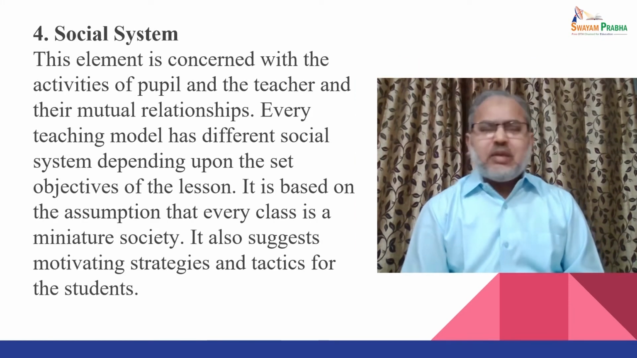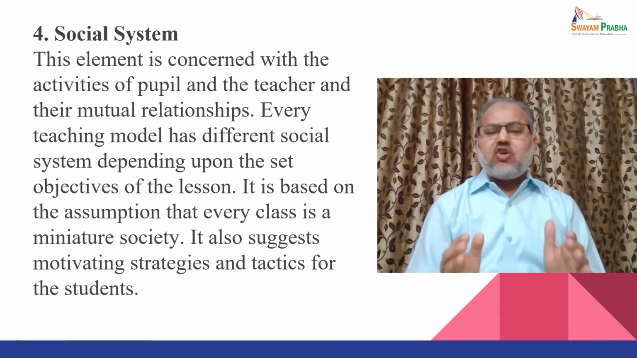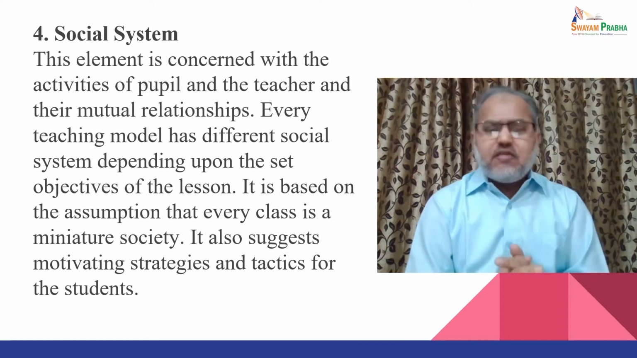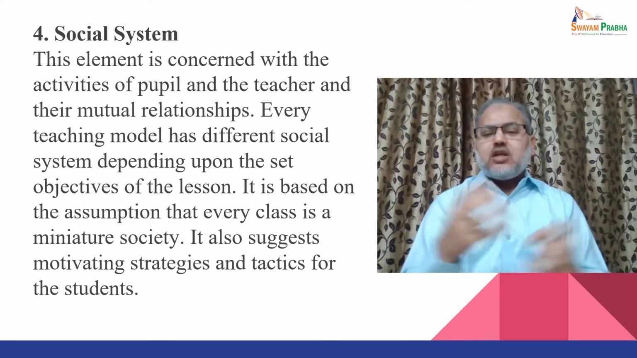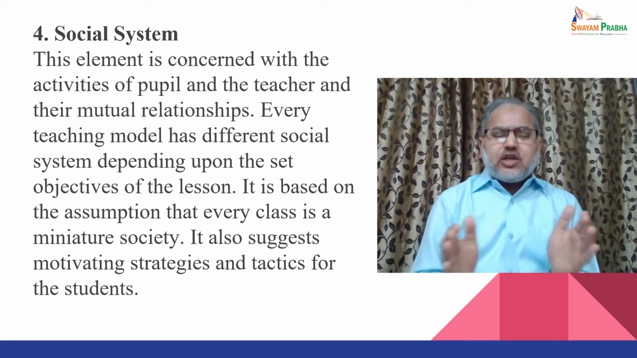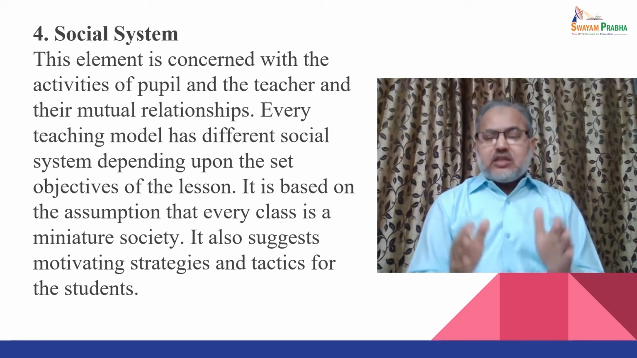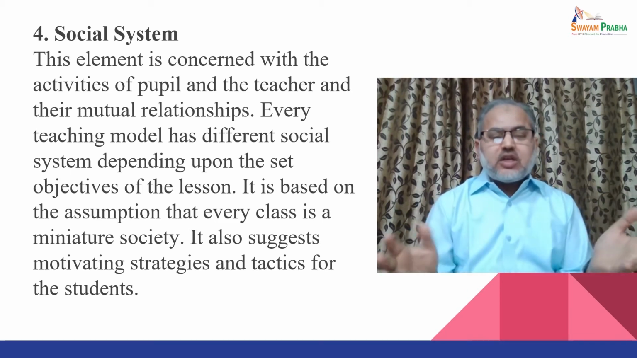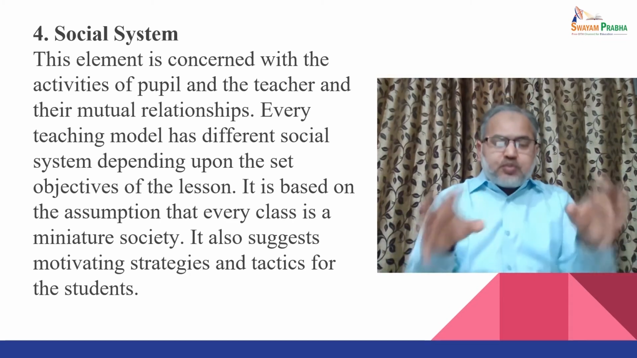The fourth important element is the social system. This element of the model is concerned with the activities of people and the teacher and their mutual relationship in the classroom. Every teaching model has a different social system depending upon the set objectives of the classroom teaching learning process. Depending upon the need, the teacher may play a dominant role or be democratic in style. In some models, the activity may be centered around the pupils, and in some other models, the activity is equally distributed in the entire classroom and may be distributed between different groups of students in the classroom.